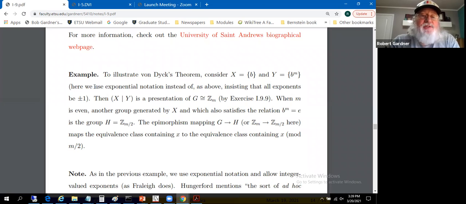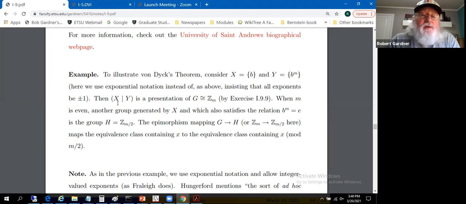This is not the last time we'll use exponential notation here. Strictly speaking, the way things have been set up, we were requiring the exponents to be plus or minus 1. So instead of writing B to the M with what we've had in terms of reduced words, we'd have to write that as B times B times B, M times. Well, we're going to shift gears a little bit. Fraleigh, you'll recall me saying, allowed integer exponents in his work with this, but we're going to shift over to some exponential notation for the remainder of this section at least. So B to the M equals the identity is the implication there.